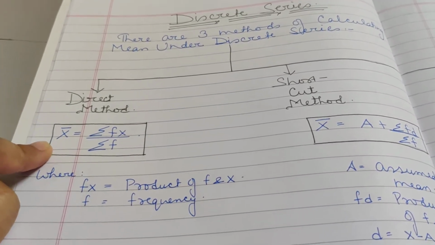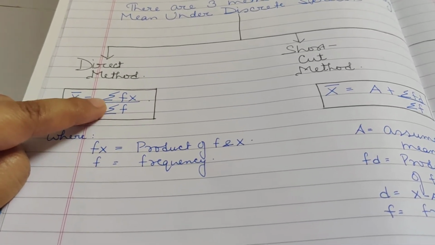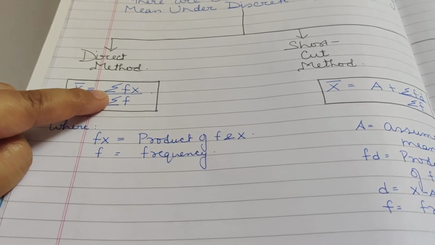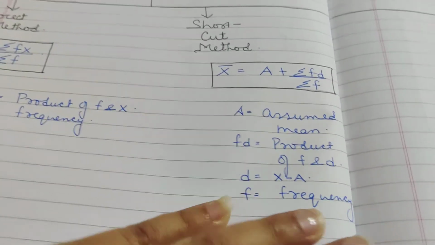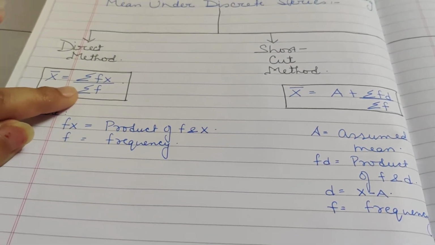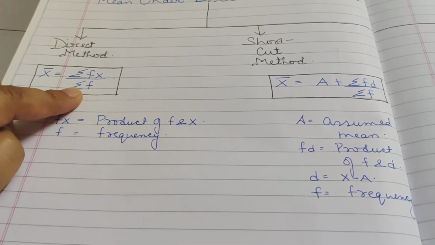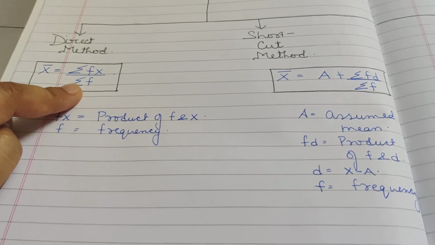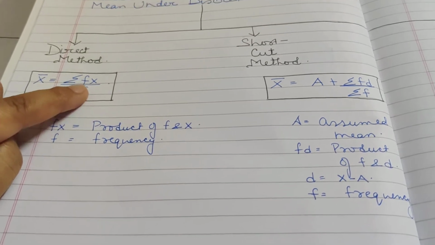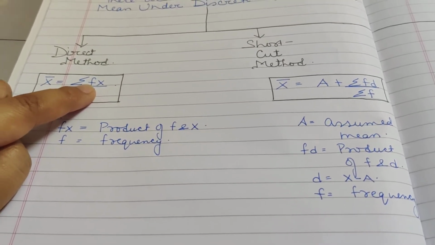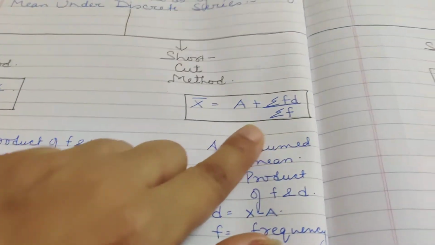So the formula under the direct method is you have to calculate x bar. X bar is your arithmetic mean. It is sigma fx, that means the sum of the product of f and x, upon sigma f, that means the sum of frequencies. If you remember children, the only difference from the individual series is that there we were doing sigma x upon n. Since here n will be treated as sigma f, in place of n we will keep sigma f, and since we have added one more thing, frequency, in the table in the question, it will be the product of f and x.